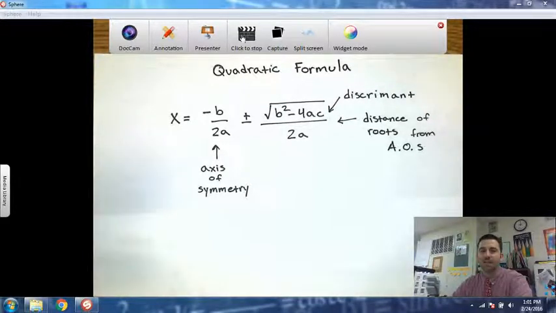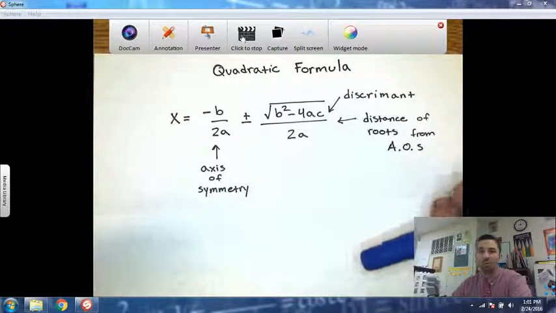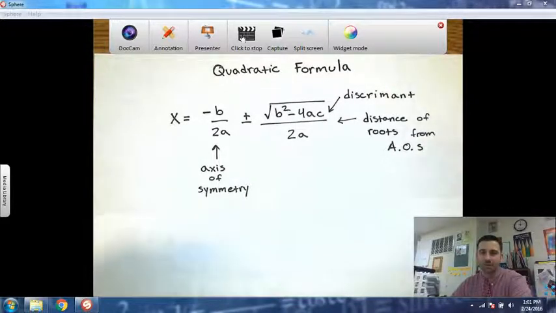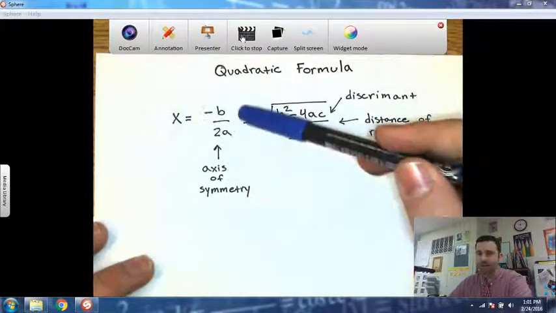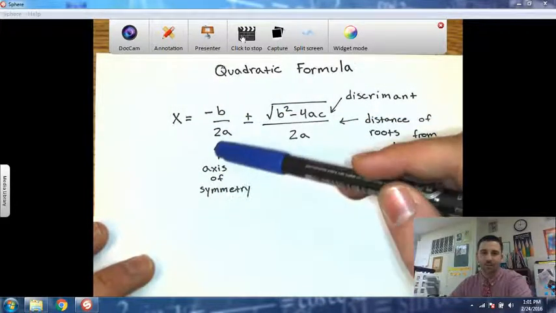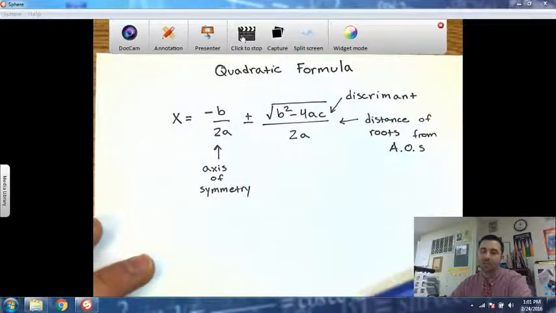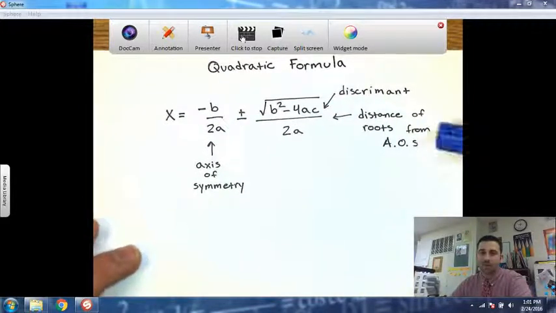And the reason I have it broken up like this and not put into one fraction is that it's really interesting to be able to see what the quadratic formula is giving us in terms of the parabola. So I have an axis of symmetry in this first part, opposite b over 2a, which also is the h, or the x-coordinate of the vertex.